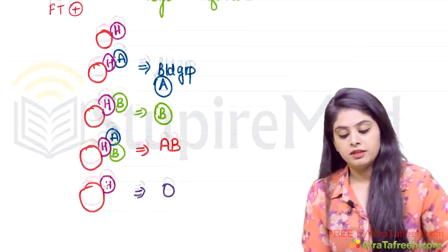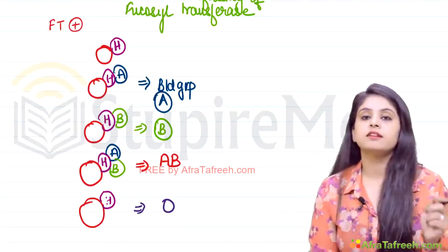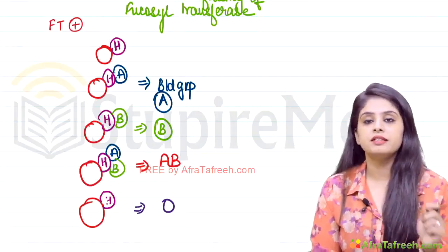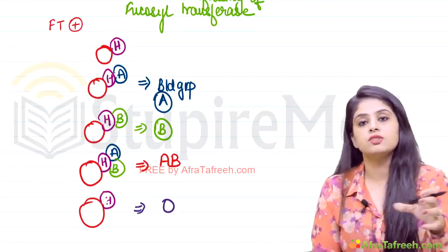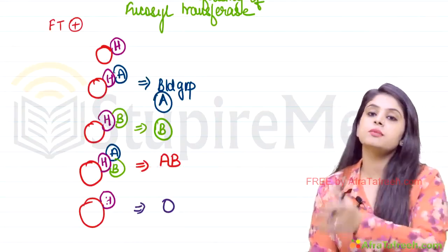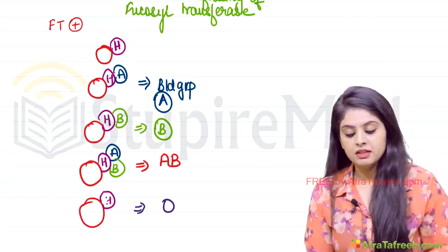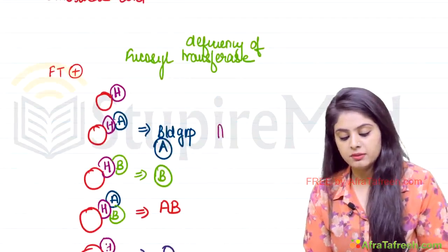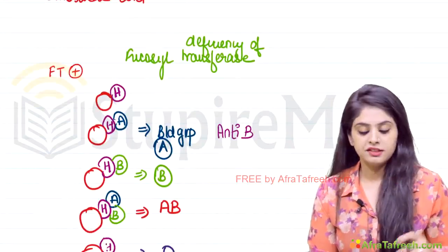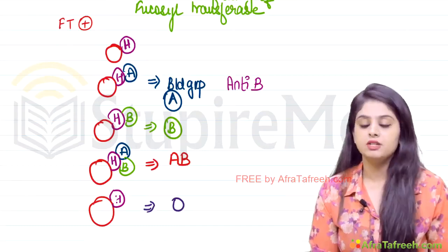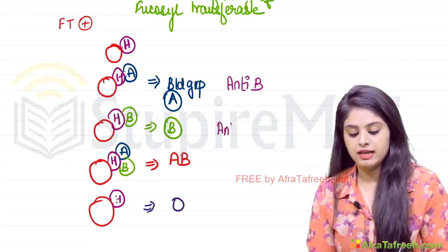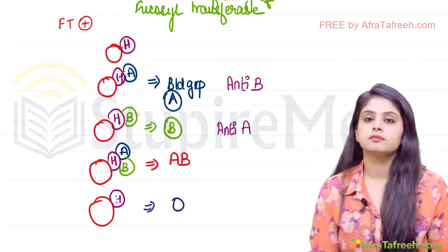Also, one more concept that you already know, students. If someone has blood group A, means that person has which antigen? We just discussed, a part of H antigen changed into A antigen. That is why the person had blood group A. This means which antibody will that person have? Anti-B. Same way, if someone has B blood group, means the person has B antigen. The antibody will be anti-A.